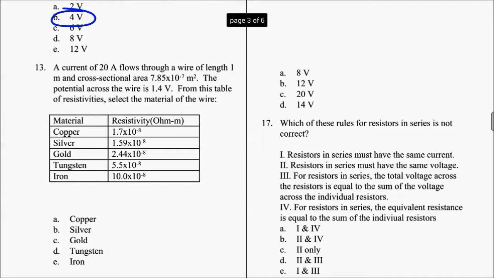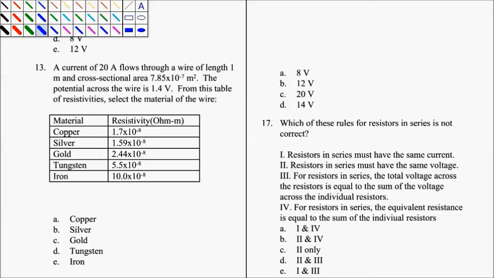This is one like we've seen before. A current of 20 amps flows through this wire. Which of these is the wire? So we first want to figure out what is the resistance. R is equal to V over I. That's going to be 1.4 over 20. That's 0.07 ohms.